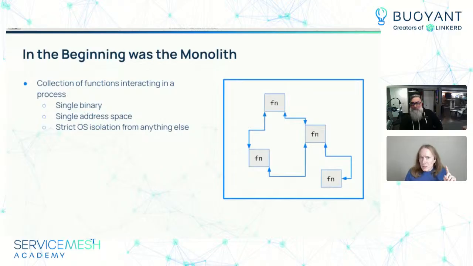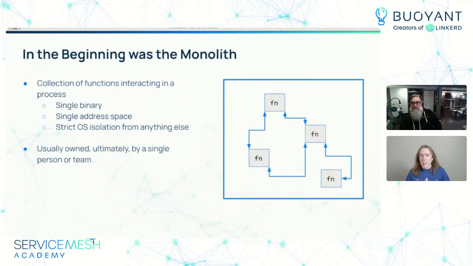Let me take a moment to point out that everything I'm about to say has exceptions in the real world. The purists will be sitting here going, oh, but you could have multiple processes that interact with shared memory. Yeah, you can. That's fine. But most monoliths were just one binary, one process, one address space. And all of the monoliths relied on the operating system to isolate them from the rest of the world. That was their primary security mechanism.